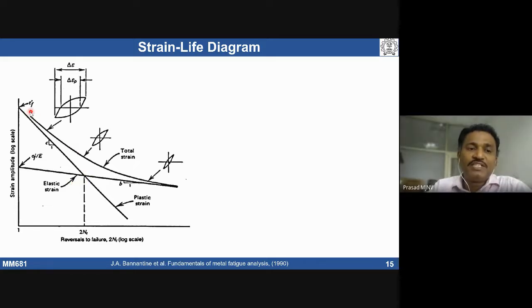Basically, if you establish from one cycle up to 10 power 9 cycles, we get a complete stress strain curve. From one cycle to 10 power 9 cycles we get two slopes. If you take two tangents, one of the initial portion and one of the bottom portion, there is an intersection. That intersection is called the transition cycles.